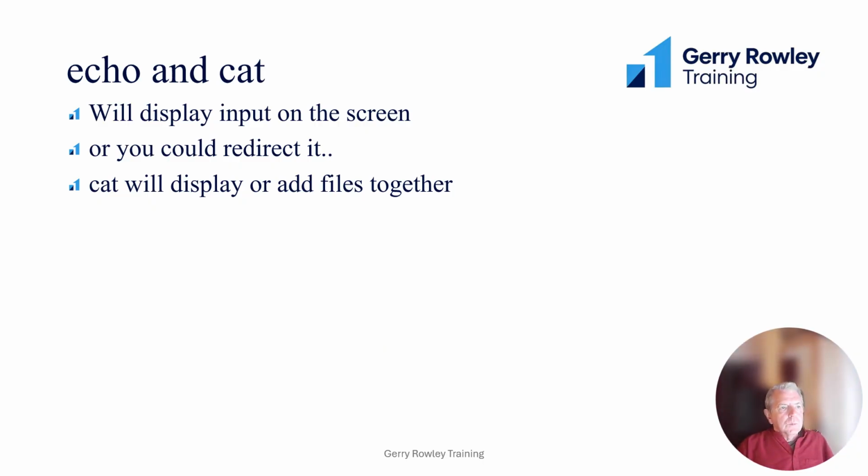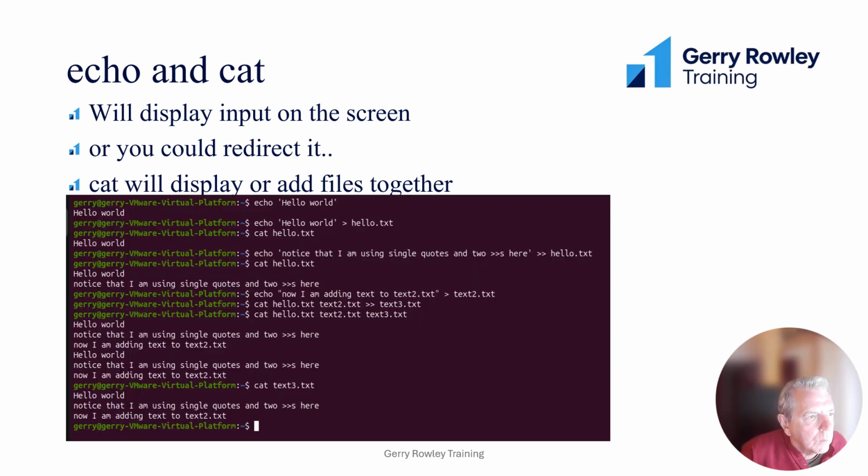Echo and cat, we've talked about those already. Echo displays what you type, and cat will display the contents of a file. Cat is short for concatenate. So in this case, I'm echoing hello world to the screen, and then I'm going to echo hello world to a file that I'm creating called hello.txt. Then I'm going to display hello.txt. And then in the next line, I echo, notice that I'm using single quotes and two greater than signs here. And I'm going to add that to hello.txt. And then I'm going to display it again.